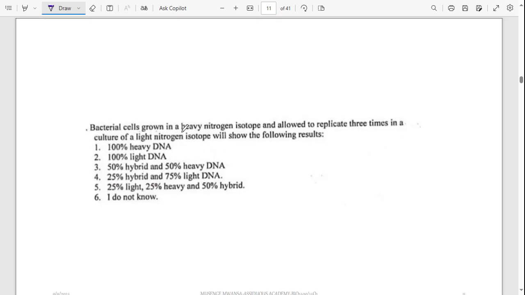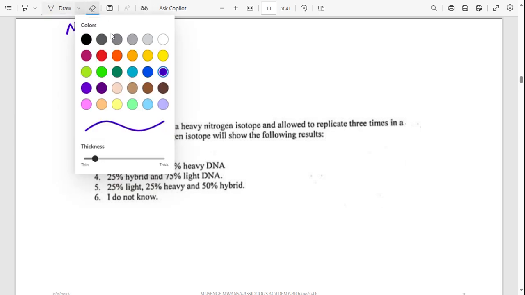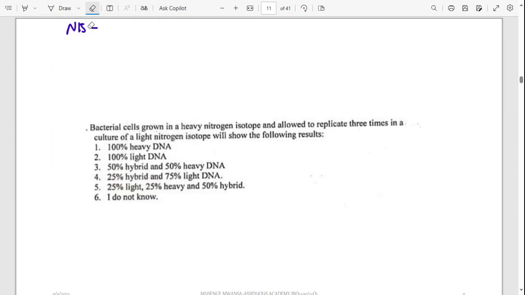Bacteria cells grown in heavy nitrogen isotope and allowed to replicate 3 times in a culture of light nitrogen isotope will show the following results. Let me do it again, though I already showed. Let me even write for you the key. Nitrogen 15, I'm going to represent it by blue.